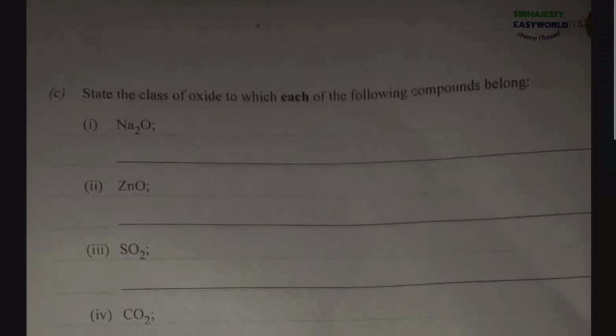State the class of oxides to which each of the following compounds belong. I think this is an easy question. So sodium oxide, what class? Sodium oxide, of course, is a basic oxide. Reason, because it's an oxide of a metal. Metallic oxides are called basic oxides.